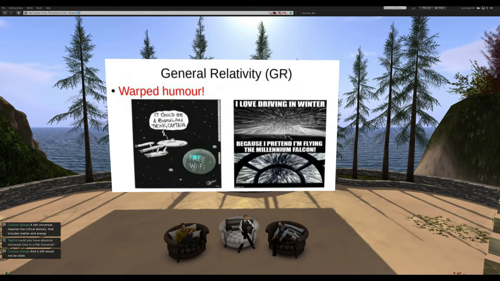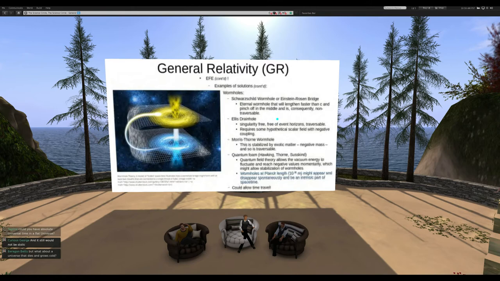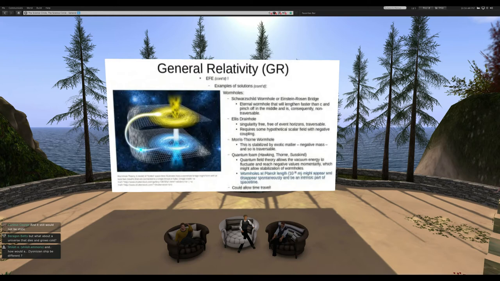Nevertheless, I can do some warp-related jokes. Yeah, I mean, Spock's right here. I mean, when the Romulans are around, you have to be very wary of free Wi-Fi. And I do like driving in snow blizzards at night. Sometimes. Depends on my mood.